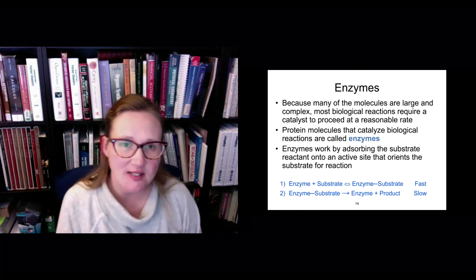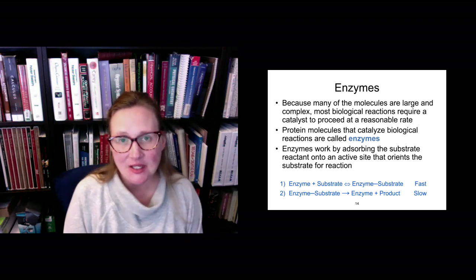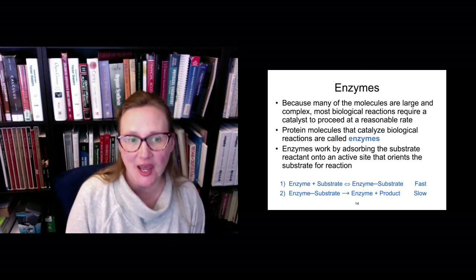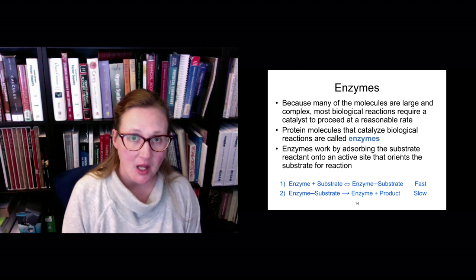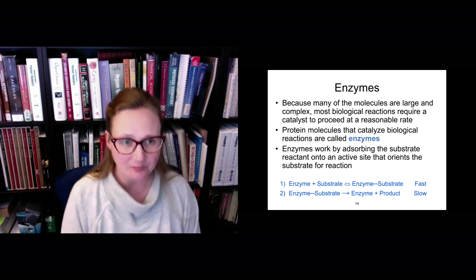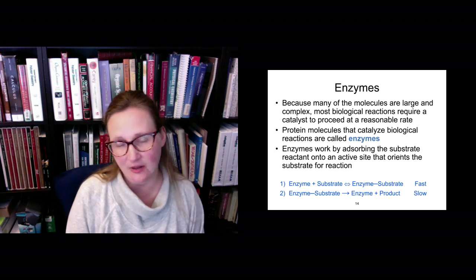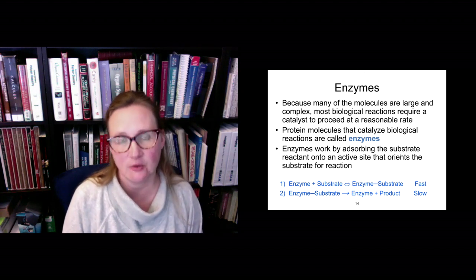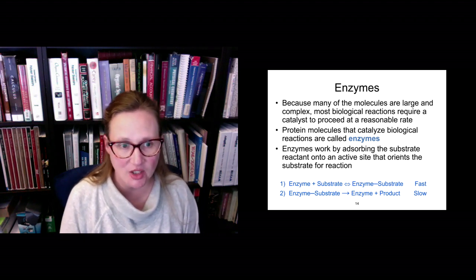All right, so let's give an example of a type of homogeneous catalysis, and that is with enzymes. Enzymes are biological catalysts. They perform biologically necessary reactions. A lot of biological reactions tend to be very slow, not very thermodynamically favorable. What enzymes do is they work just like other catalysts, where they change the mechanism of the reaction, thereby lowering the activation energy of the reaction.